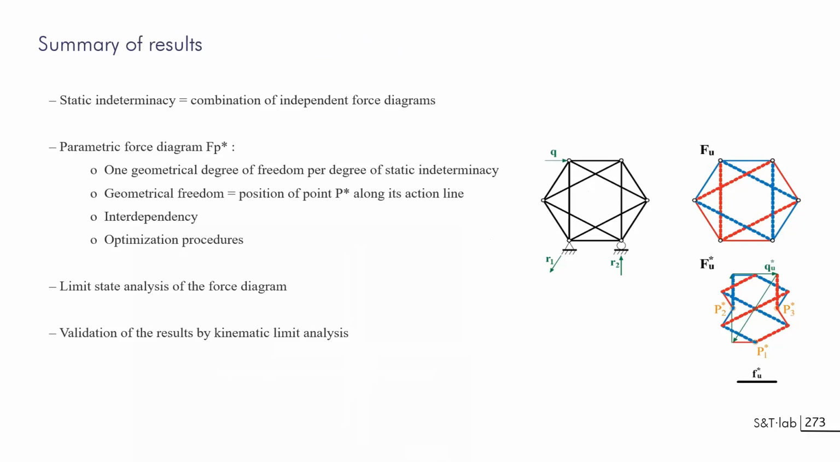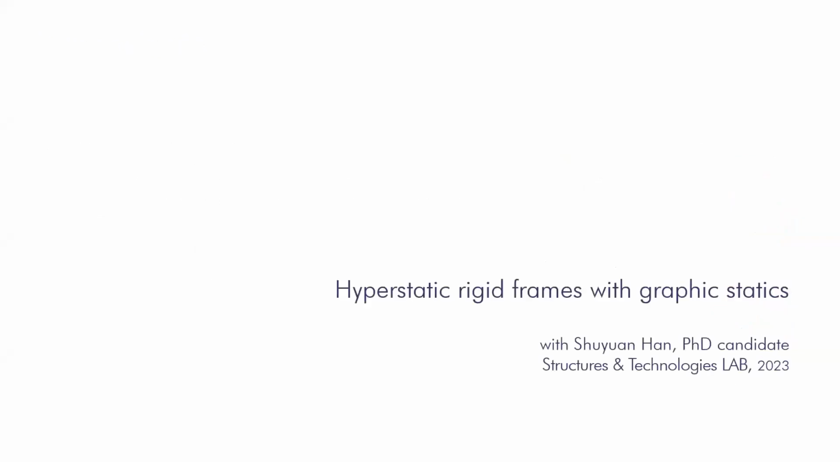So you see that to summarize this, static indeterminacy is just a combination of independent force diagrams, that you have a parametric way to propose this with geometrical freedom, interdependency, and optimization procedure. And you can go to limit state analysis for this example. And in the research led by Jean-François Rondeau, there was validation on this using the kinematic limit analysis on the principle of plastic design that I won't address here.